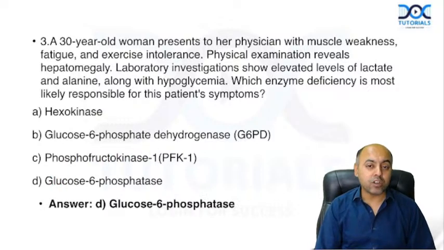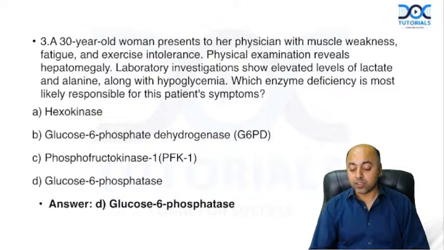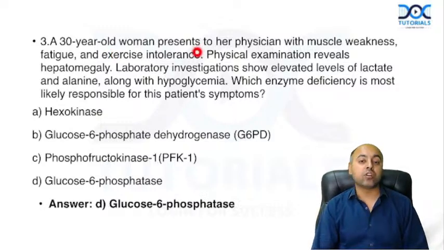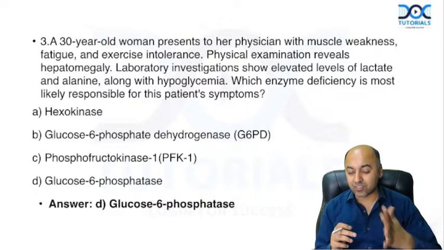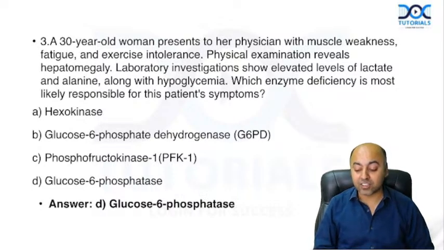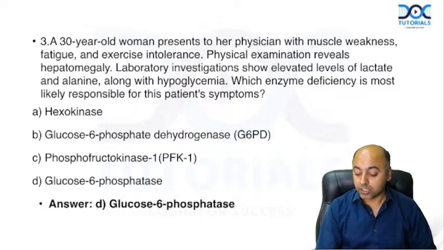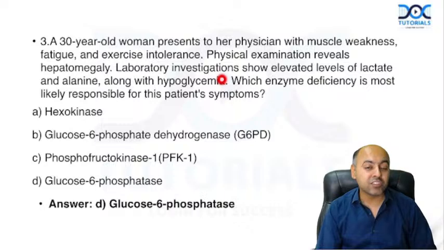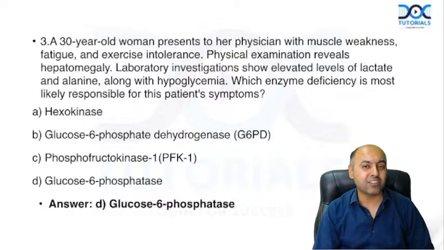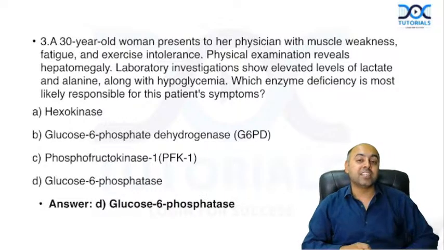Now, some confusion can be there when you read this question. Why? Look here. It says exercise intolerance. When you talk about exercise intolerance in terms of glycogen storage disorder, you think about GSD type 5 and type 7. But here the features of type 5 and 7 are not characteristically present. Look here: the physical examination reveals hepatomegaly, not enlargement of the muscle. Similarly, laboratory investigations show elevated levels of lactate and alanine along with hypoglycemia. In type 5 or 7, hypoglycemia will not be there, or if it is there, it will be very, very mild. So this rules out type 5 or 7, and anyway 5 and 7 are not there in the options, so that simplifies the question for us.